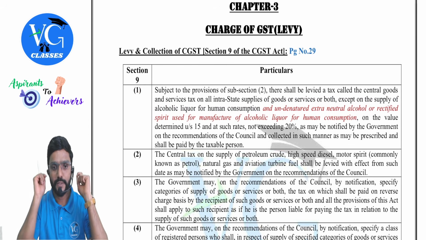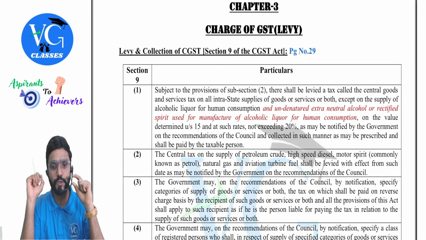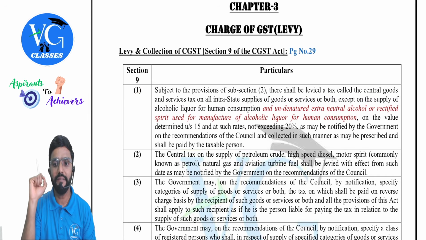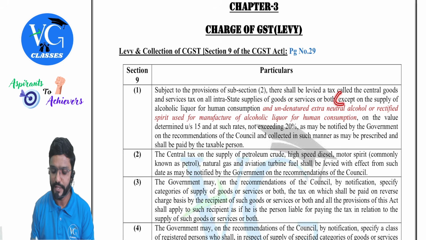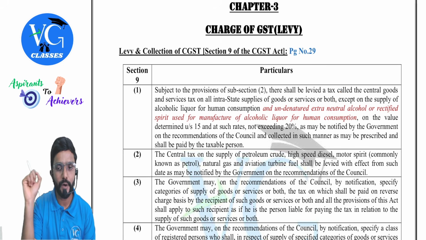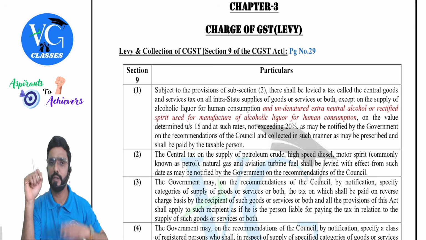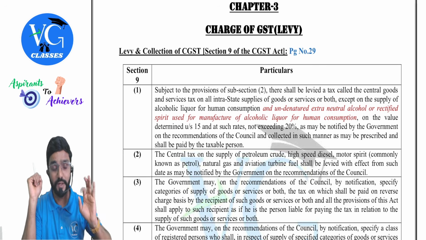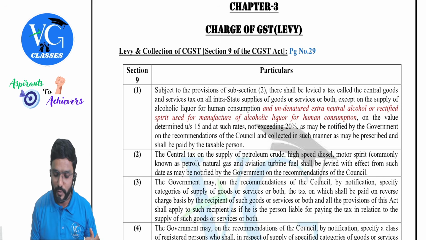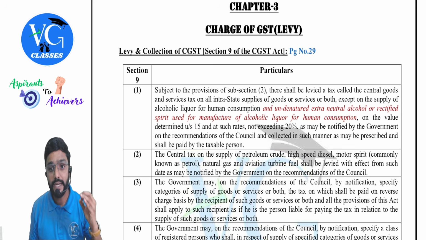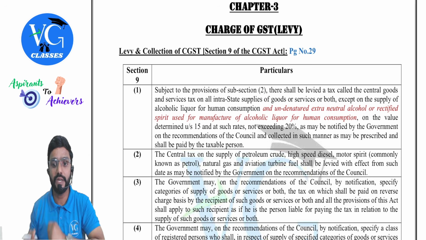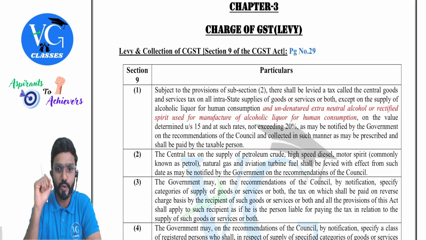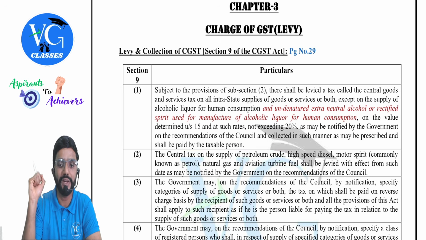Section 9 subsection 1 specifies, subject to the provisions of subsection 2, there shall be levied a tax called the Central Goods and Service Tax on all intrastate supplies of goods or services or both, except on the supply of alcoholic liquor for human consumption, which was already there. Nothing new here. But from now, they have also added one more product here: denatured extra neutral alcohol or rectified spirit used for manufacture of alcoholic liquor for human consumption.